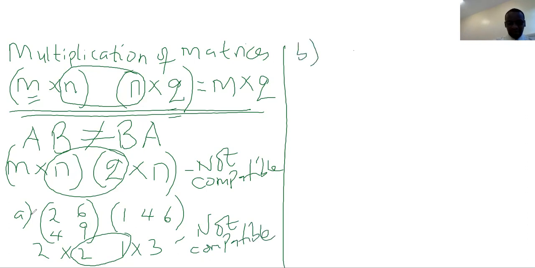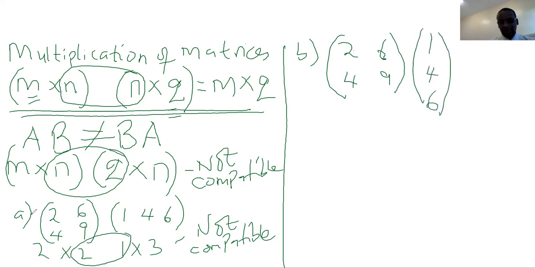What about this? If we had the same first matrix and now we change the second to another order. The first matrix is order 2 by 2, and the next one is now 3 by 1. Are they compatible? Are these the same? The answer is no. So here, not compatible.